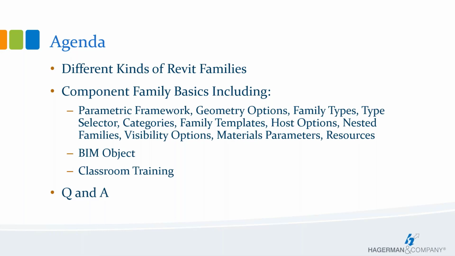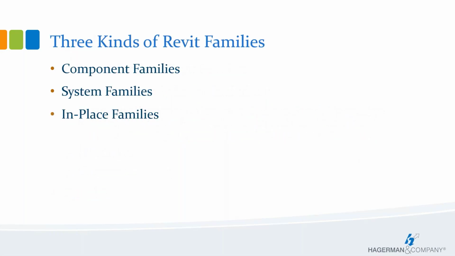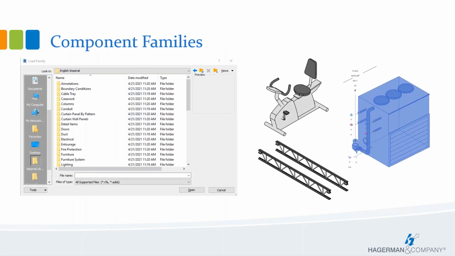All right, so as I was saying, this topic really is super important because Revit families are the backbone of every single Revit project. So here is a list of the 3 kinds of Revit families. We have component families, system families, and in-place families. All right, so let's take a closer look at all of these now.